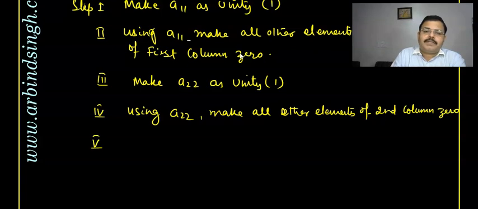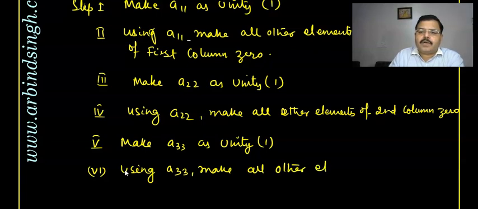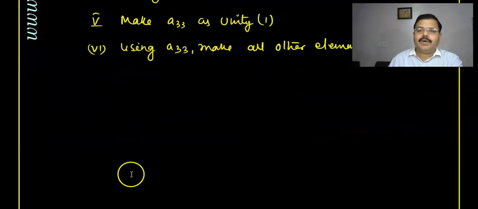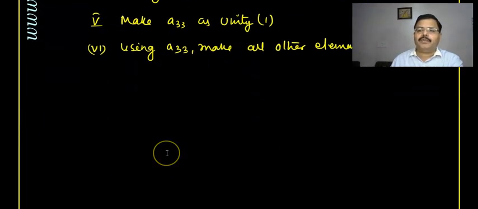The fifth step is make A33 as unity, and the sixth step is using A33, make all other elements of the third column 0. So these are the 6 steps which we have to proceed with: make A11, A22, A33 as unity, and using them make all other elements of the respective column 0.